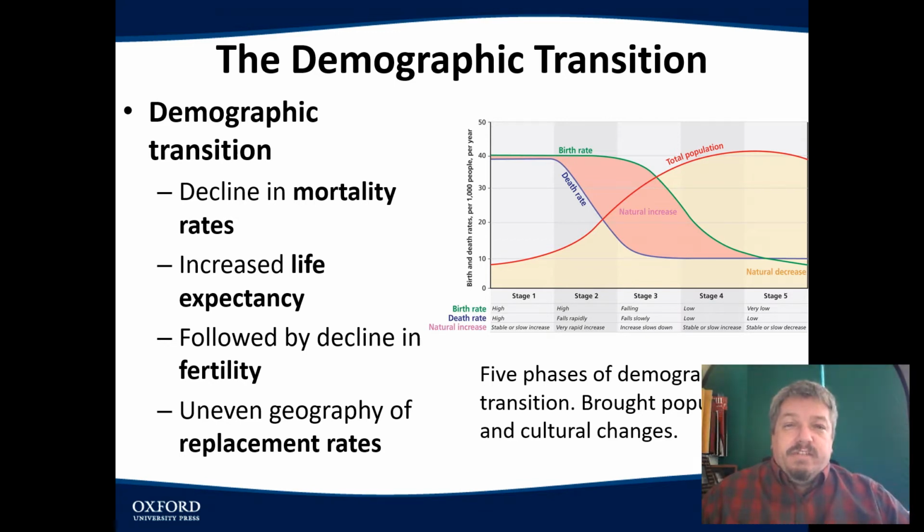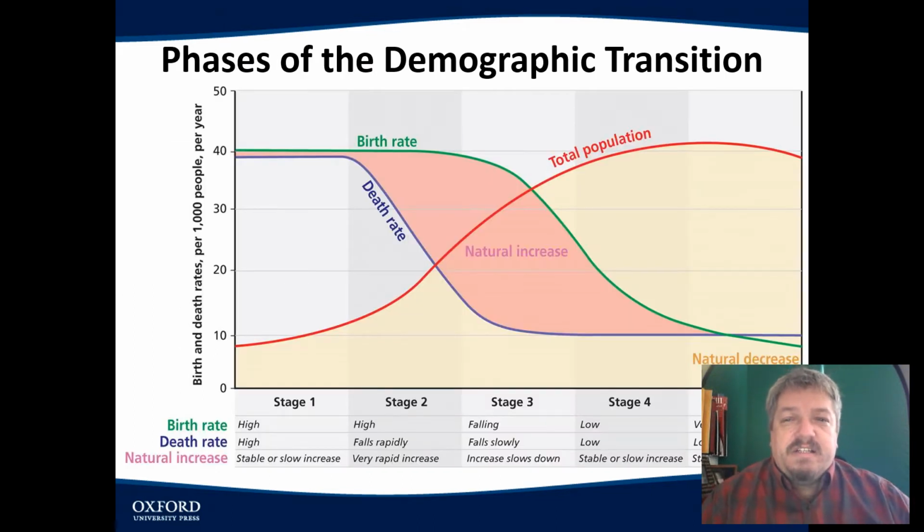All right, chapter 3. So let's really get into this part. This is the meat of the chapter, the demographic transition. So let's look at this right here. Let me zoom in. It's got 5 phases. So let's start with this.